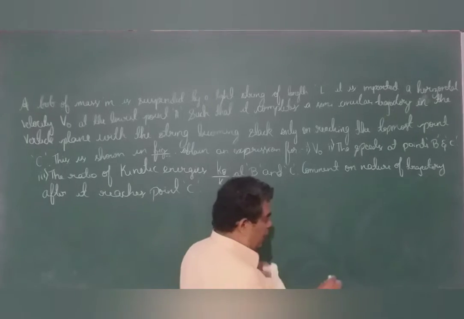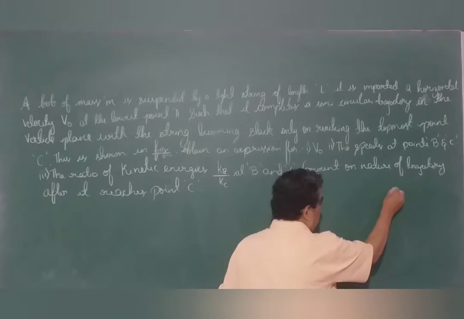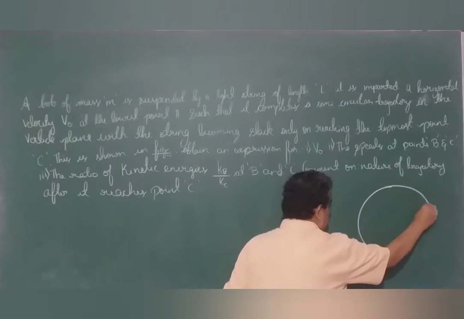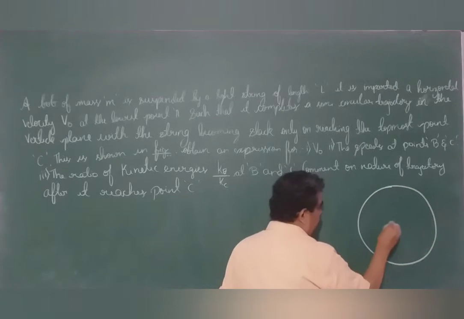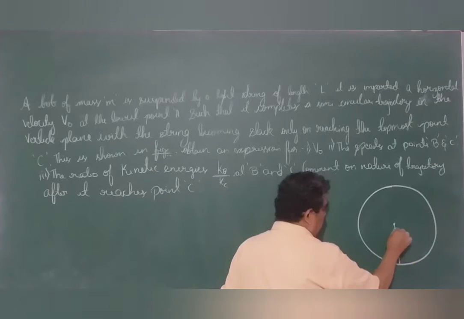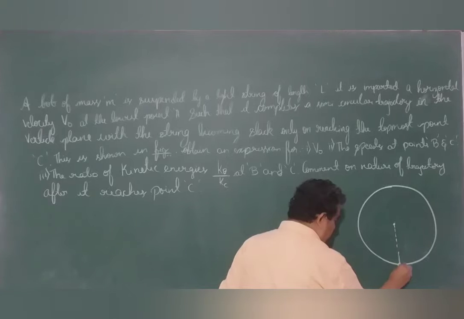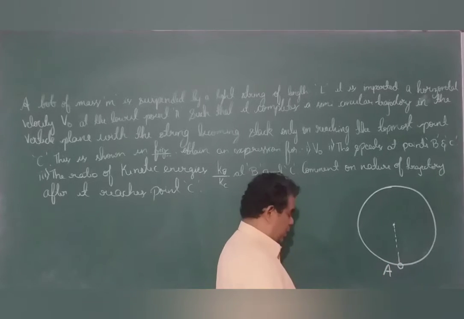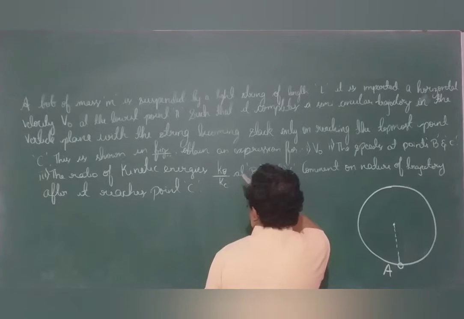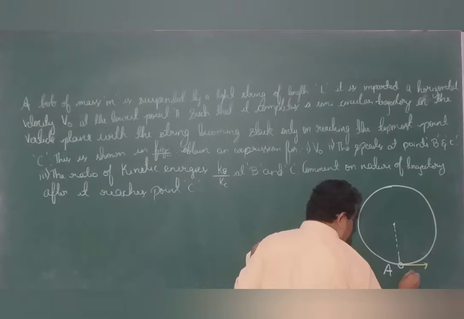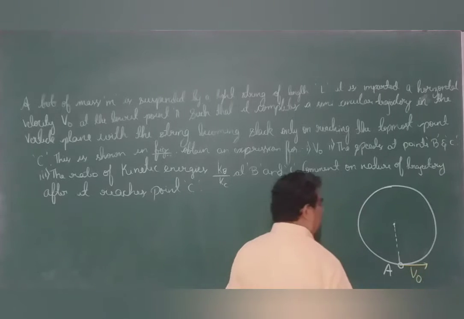Say we draw the figure here, say like this. This is the trajectory, and this is the point where we have the suspension. This is the starting point, the lowermost point, what we call as A. And it is given in this sentence, it is imparted a horizontal velocity v naught at this point, v naught.